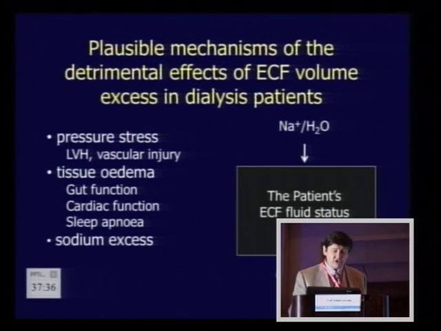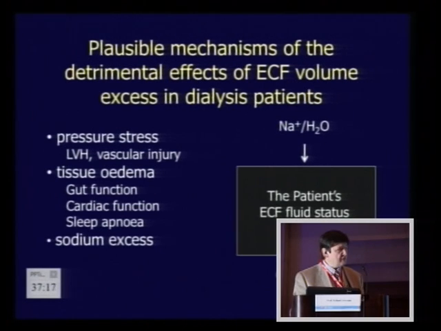And the reasons we want to do that relate to the concerns around pressure stress, tissue edema, and there's also some suggestion that when you get in a situation of prolonged sodium excess, that also has some detrimental effects, pleiotropic effects affecting, for example, the vasculature.